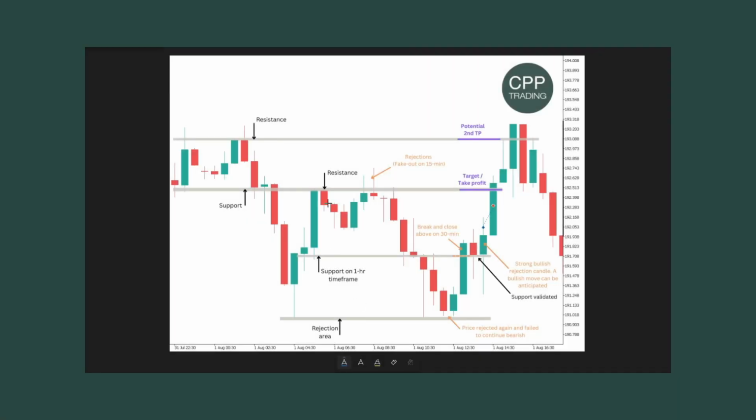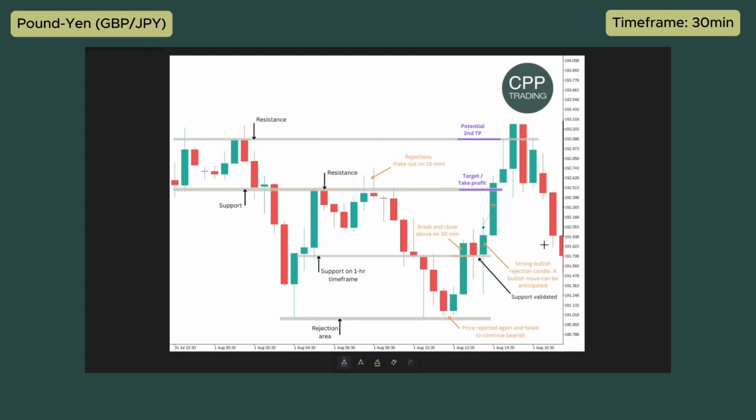Here we have pound yen on the 30-minute time frame. This is a trade review I made in our trading group. Every week I do a full trade analysis on a specific setup. People can send trades in or review some of my own trades, and I post an analysis on all the different time frames, and people leave comments on it. And this is just one of the charts.